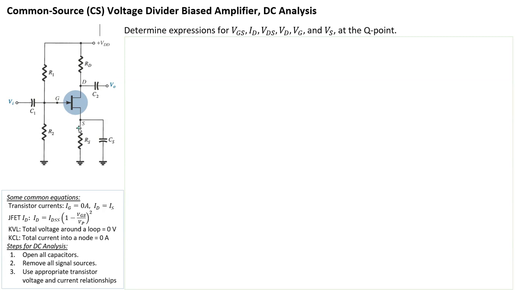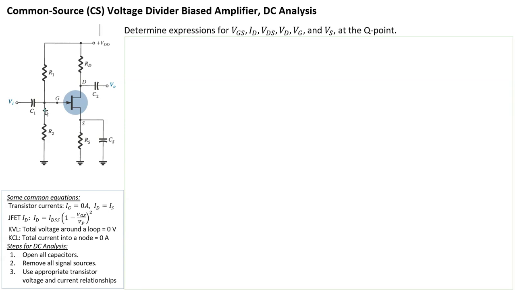If you remember, Q point means quiescent point, i.e. quiet point, when there are no signals coming in. So first thing we got to do is open up all capacitors because we are doing a DC analysis. So frequency of DC is 0 hertz. The impedance of a capacitor is 1 over j omega C, and since omega is 2 pi f and f is 0, the impedance of capacitors is infinite, 1 over 0, right? So that's the first thing we do. We break these apart, remove all signal sources, and then we'll figure out what the current and voltage expressions are around the circuit.